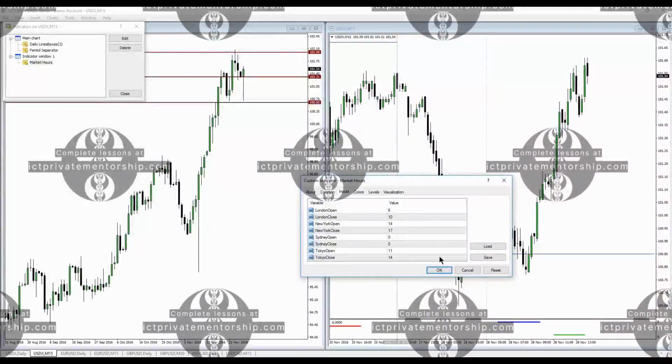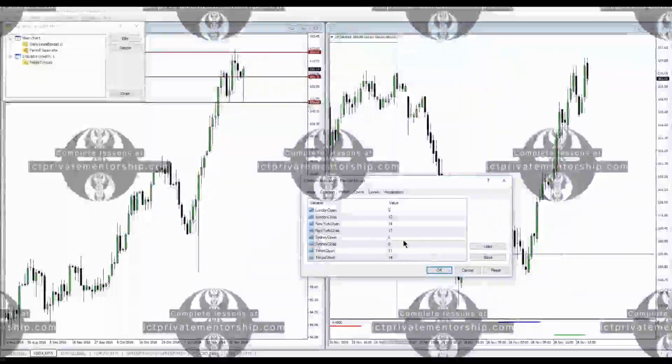Now you can change this any way you want. You can move this all around. You can make it Sydney, whatever, but you need to have 3 of them set where one is 6 to 10, 14 to 17, 11, and 14.